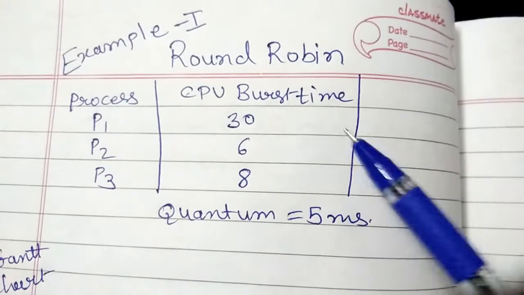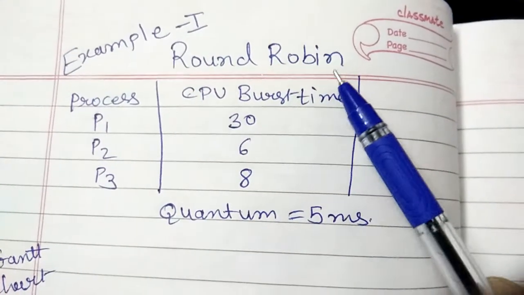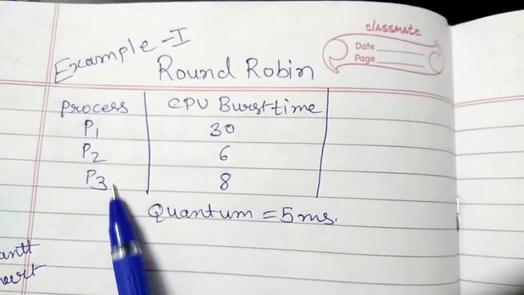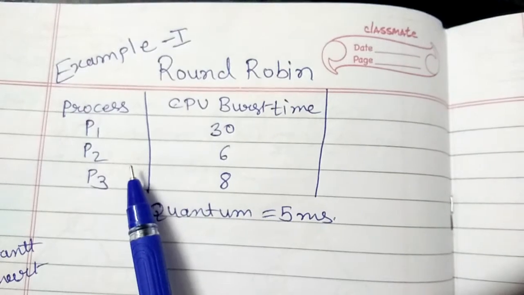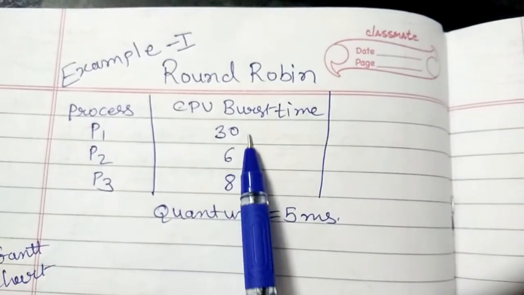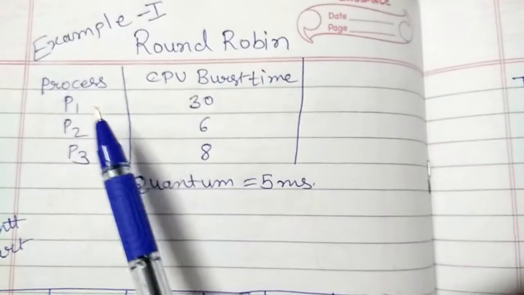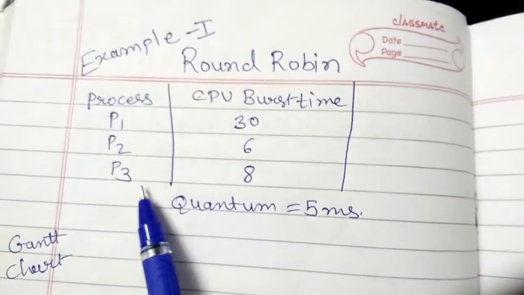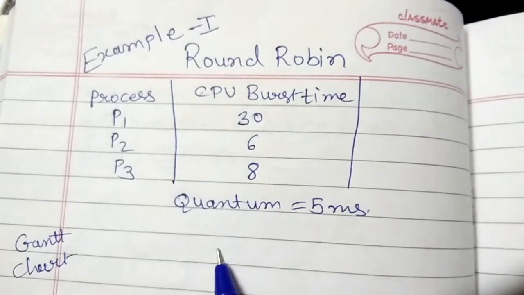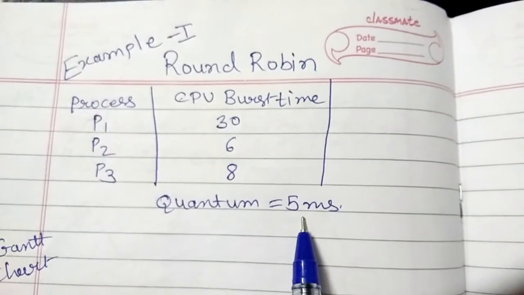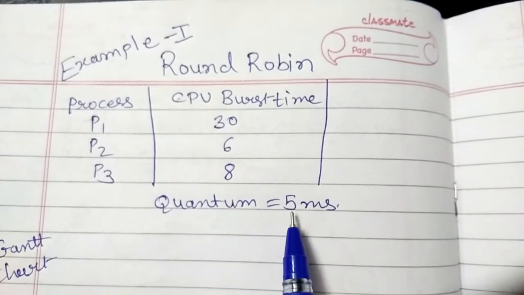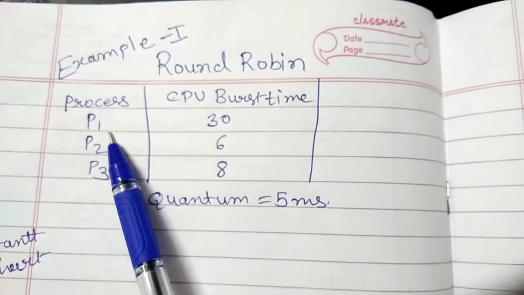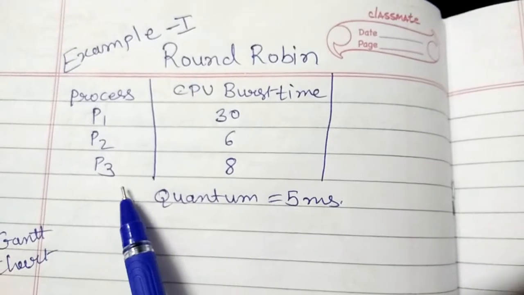In this video, we are going to see the example of round robin algorithm. There are three processes given. Each process is associated with a specific burst time. P1 is associated with 30 burst time, P2 with 6, and P3 with 8. The given quantum is 5 milliseconds. It means that every process will get only a 5 millisecond time slot to complete its execution.